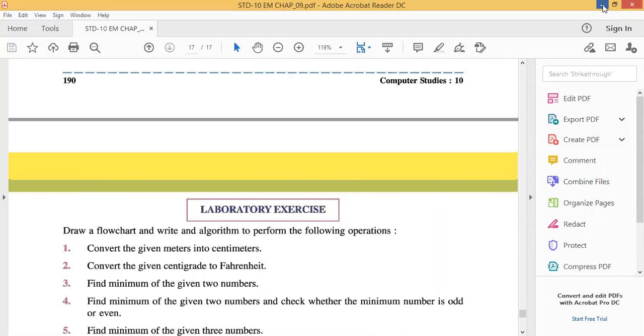In the next session, we will start our new chapter. You must know that from the next chapter, we are going to start our C programming language. Now you should try to understand how we approach a problem and how we create a program.